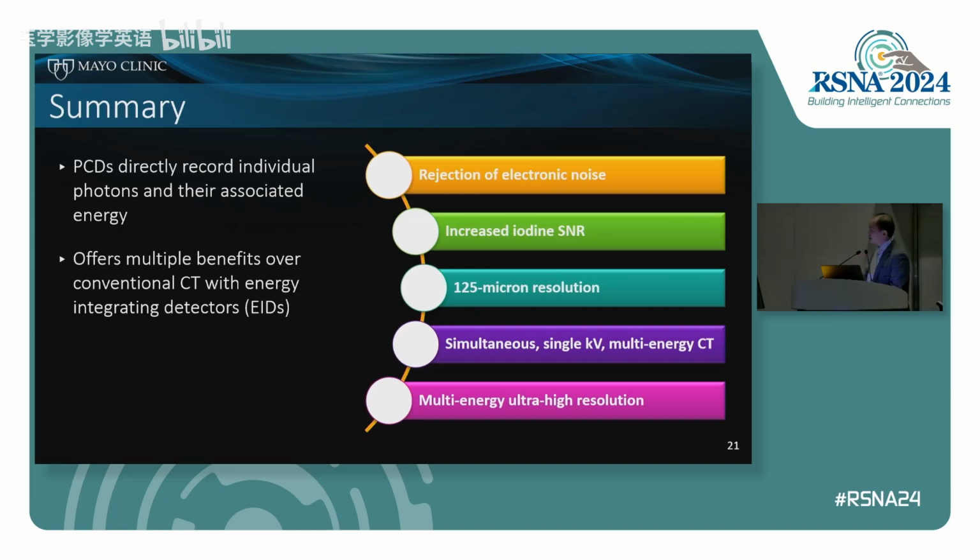So just a quick summary: photon counting directly records individual photons and their associated energy and provides a lot of benefit in many clinical areas. With the commercial scanner available, and with multiple vendors having prototype systems doing in vivo patient imaging, we truly believe we are in a new era of CT. So have fun counting photons. Thank you.